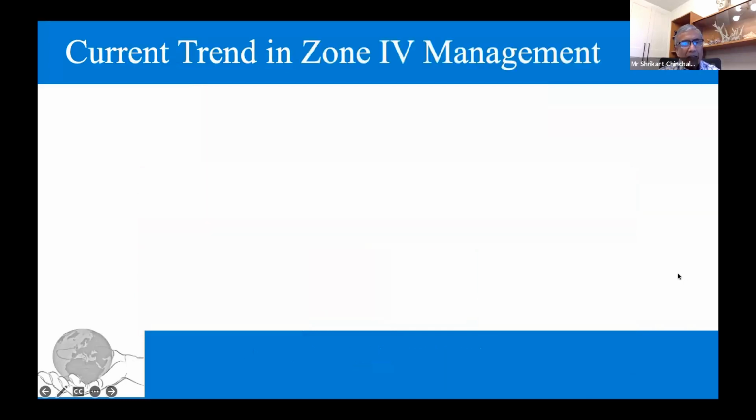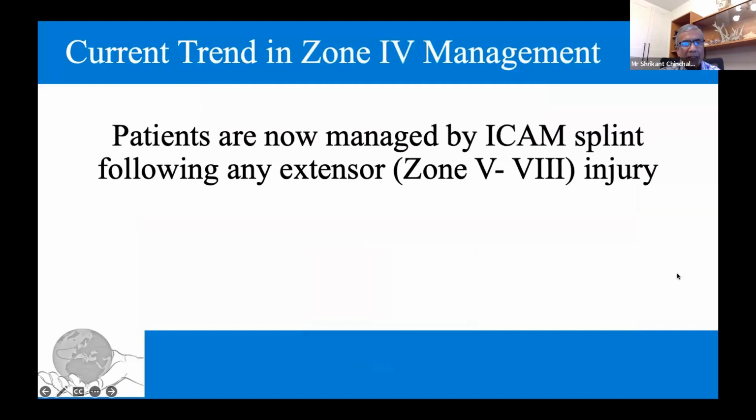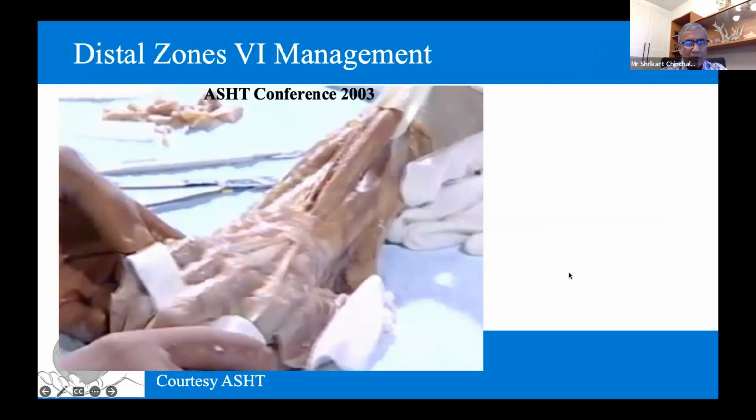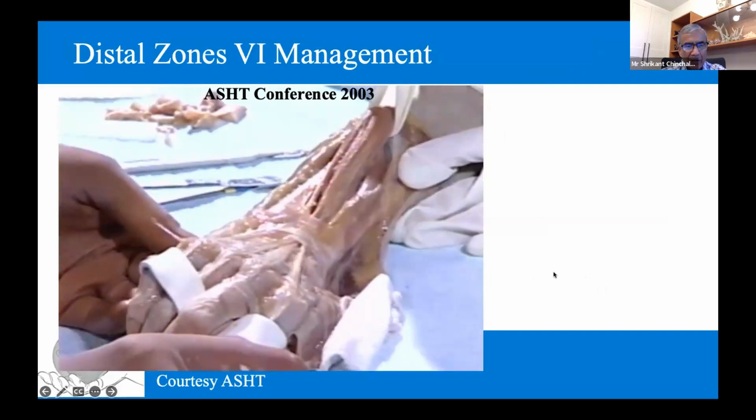So the current trend in zone 6 management is changing. Patients are now being managed by ICAM splint following an extensor injury of zone 5 to zone 8. Since the anatomy of zone 6 changes, the question arises whether ICAM splint management for every level of this injury is ideal. So I think we need to do some additional research to see how the results fare with ICAM management for all the levels of this injury.